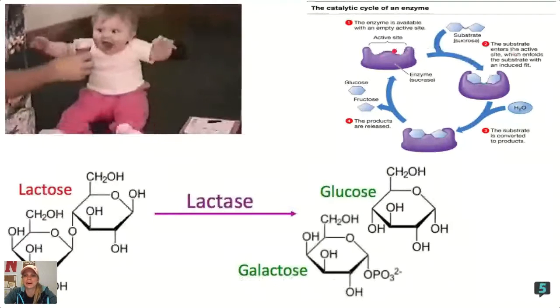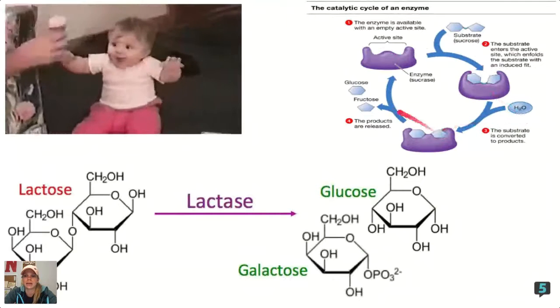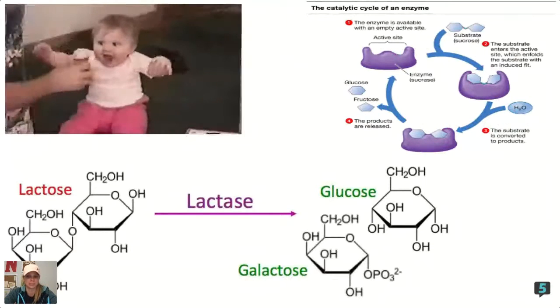They can't digest the whole thing all at once. So to do this, you've got to have an enzyme and a substrate. They come together and they break the substrate apart. That's all that's happening there.